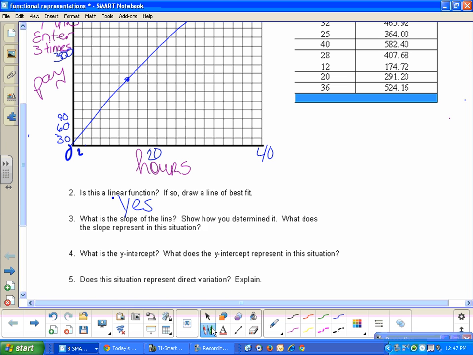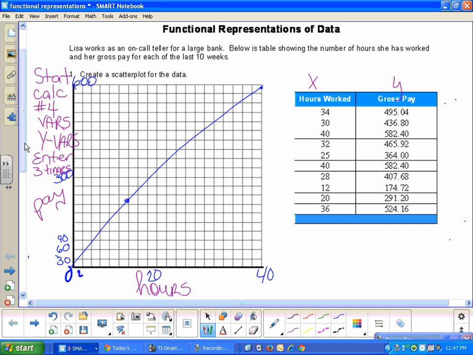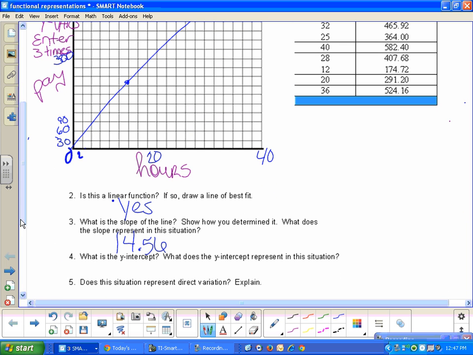This says, what is the slope of the line? 14.56. What does this represent in this situation? The amount paid per hour. Exactly, because it's y over x. So when it says, what does slope represent? Money per hour. Slope is always going to represent your money, your pay, whatever y is, per x.